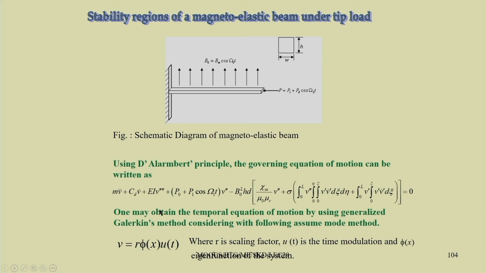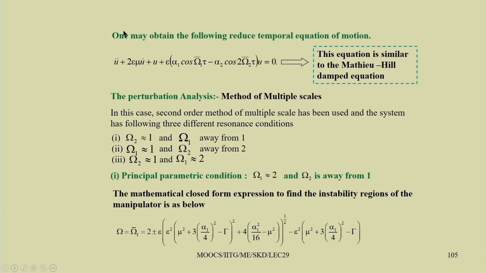You can see the equation reduced to this form. Here this term is due to the magnetic field. Taking the single mode Galerkin method, this equation is reduced to a very simple form, that of a Mathieu-Hill type of equation, that is u double dot plus 2 epsilon mu u dot plus u plus epsilon into alpha 1 cos omega bar tau minus alpha 2 cos 2 omega 2 tau into u equal to 0. So, it simply reduces to a Mathieu-Hill type of equation.